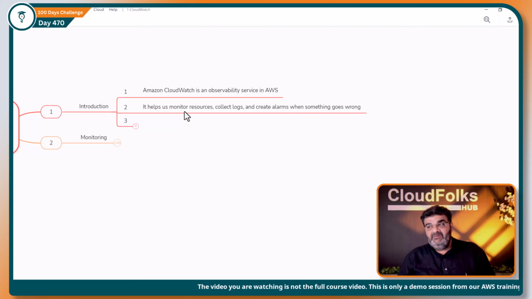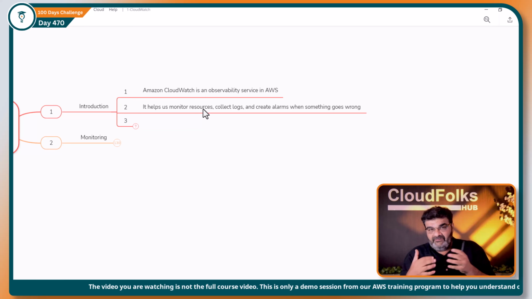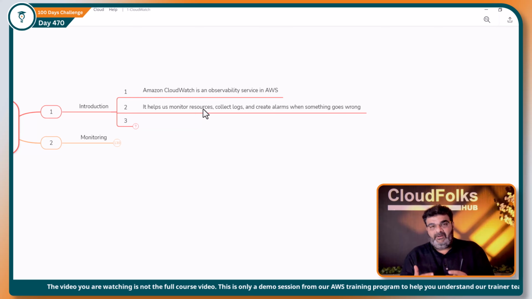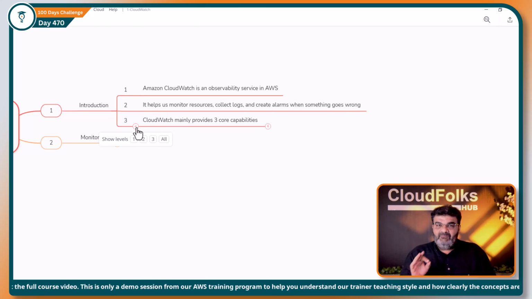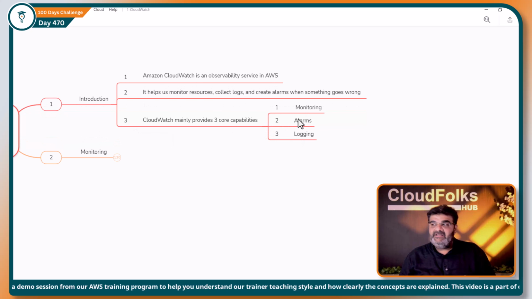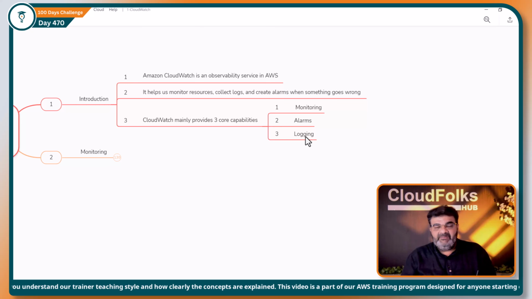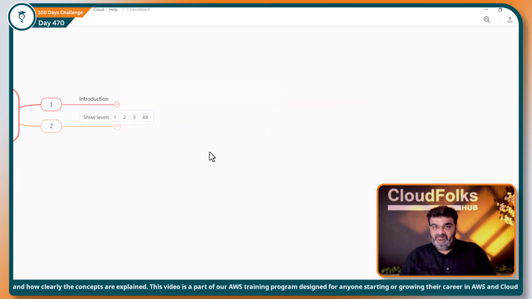It helps us monitor resources, meaning AWS resources. It also helps us collect logs from various AWS services or our own service, and create an alarm when something goes wrong. In short, CloudWatch has three capabilities. One, we call it monitoring. Second, alarms. And the third, logging. Now we want to understand all of these three capabilities of CloudWatch step by step. And I'm going to start with monitoring.